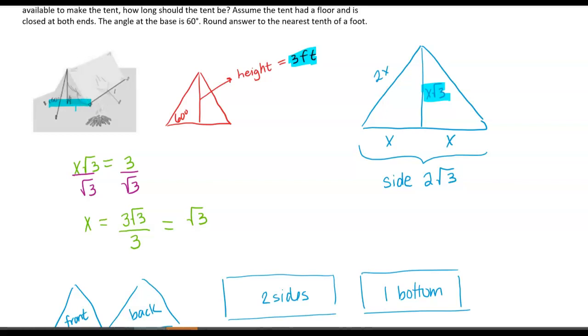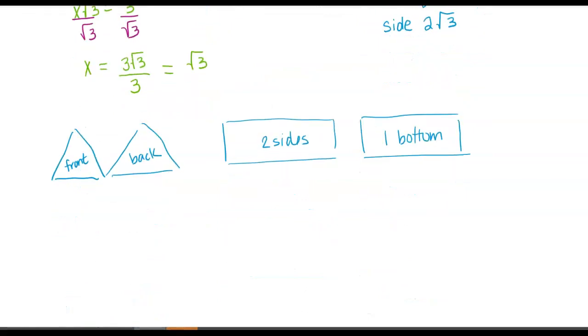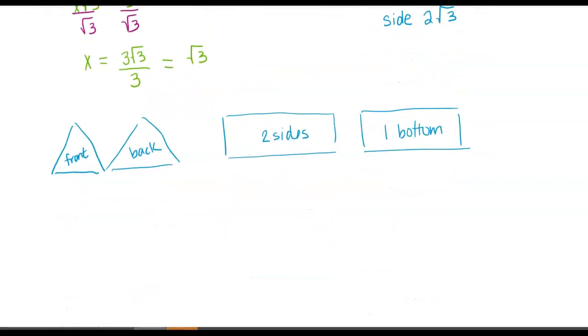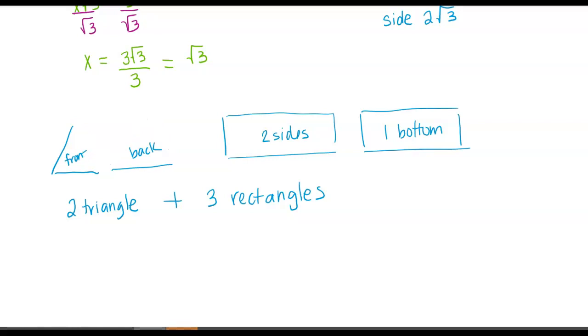One side of the rectangle here is going to be 2 square root 3, and then the length is going to be the same. So I think we actually have, just to make this a little bit easier, 2 triangles that are the same size, and we have 3 rectangles that are the same size. So let's just put together what we know.